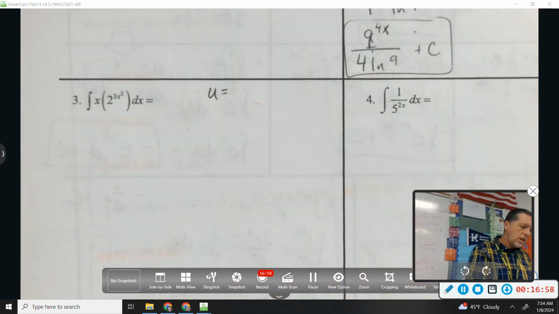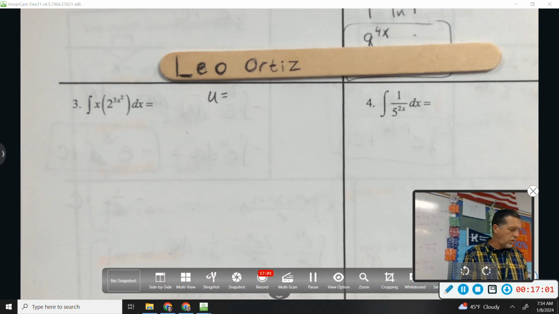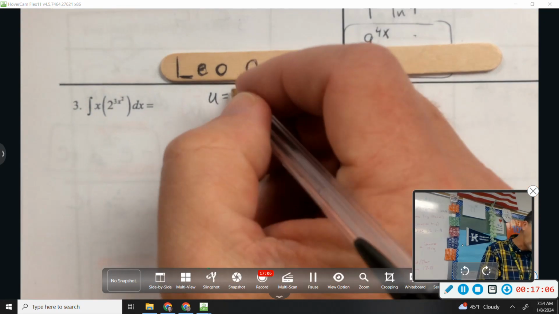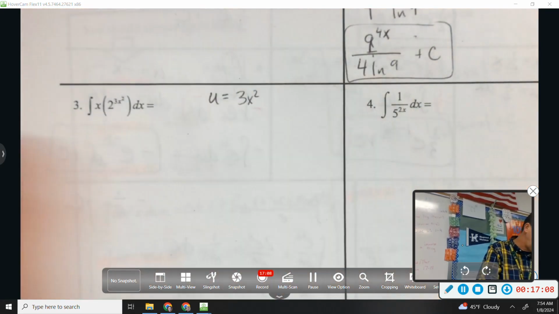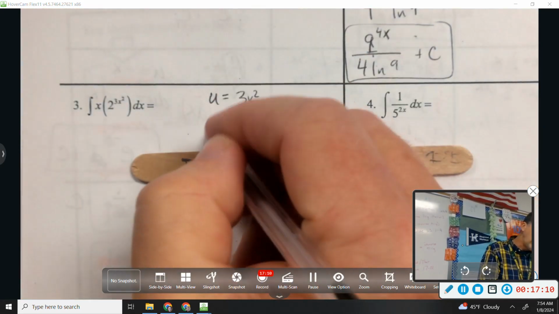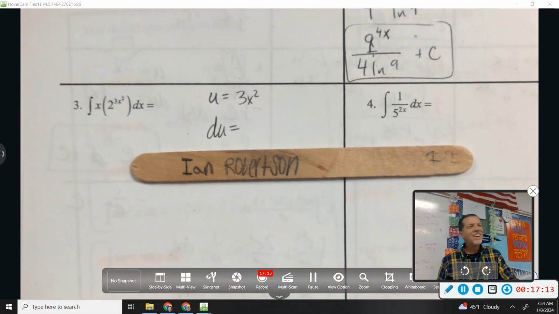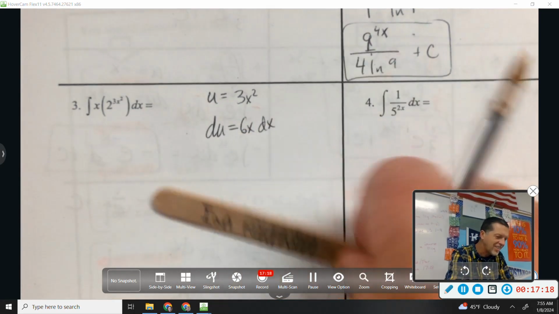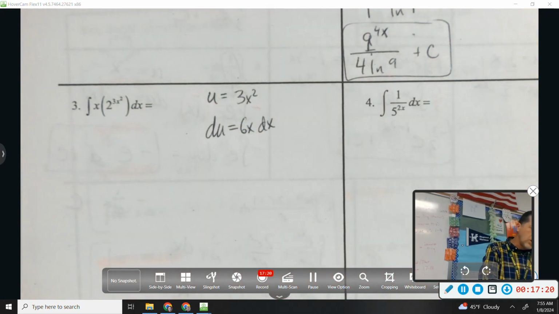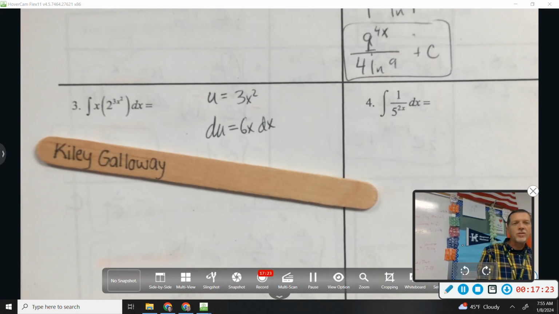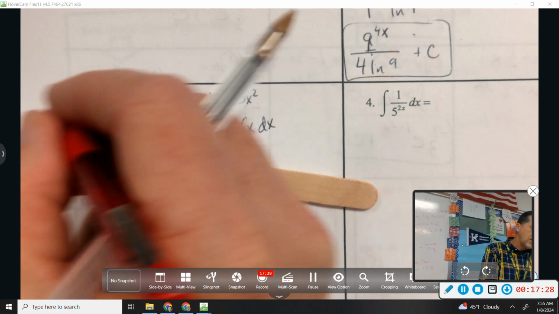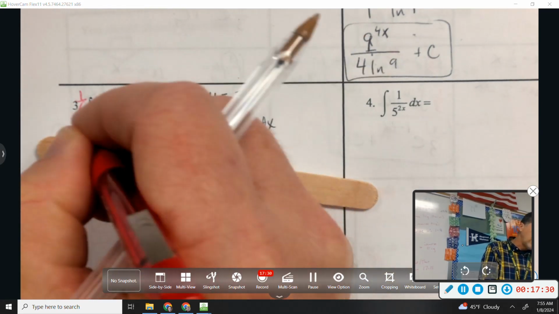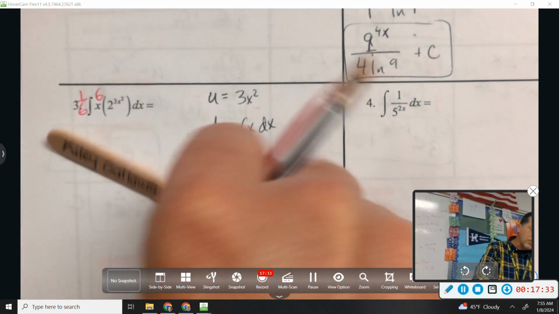Number 3. Leo, what do you think for u? 3x squared. Good. Ian, you were so eager to grab that other one. We'll get you in here. What's the derivative of 3x squared? 6x dx. Very nice. 6x dx. So we're close. Kylie, what do I need to do to my integrand to make this work? Multiply by 1/6 on the outside. Okay. Multiply by 1/6 on the outside because we're gonna have a 6 on the inside.